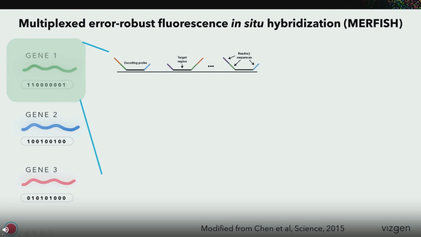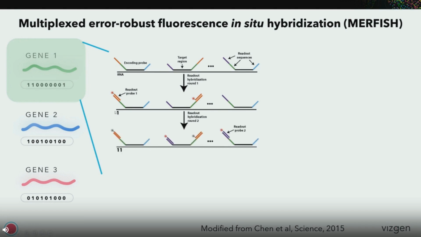You can see that it has a targeting region that will be able to bind to different RNA species, and it also has the handout that has readout sequences. Then we're going to flow in a subset of fluorescently labeled readout probes, and it will bind to its corresponding readout sequences on the handout region. If there is a binding event, then it will show up as a fluorescent on signal, and it will decode as 1. If there is no fluorescent signal, then it will decode as 0.